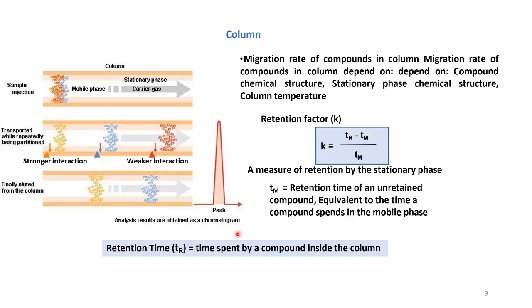Then there are different terminologies for the column. One is the retention factor, which is the migration rate of compounds in the column. The migration rate depends upon the compound's chemical structure, the stationary phase's chemical structure, and the column temperature. The retention factor is given by the formula (Tr − Tm) / Tm. Tm is the retention time of an unretained compound, equivalent to the time the compound spends in the mobile phase, and Tr is the retention time, the time spent by the compound inside the column.